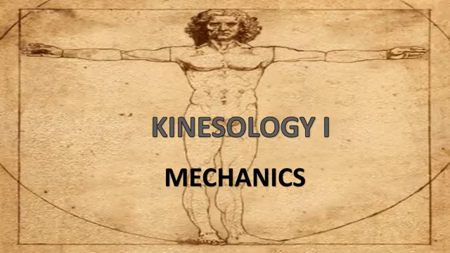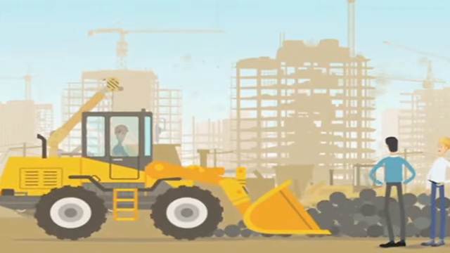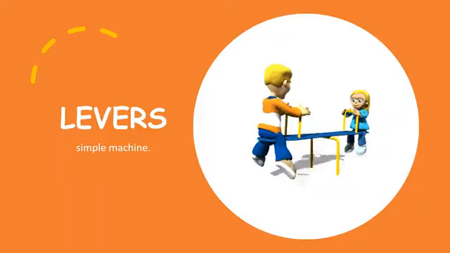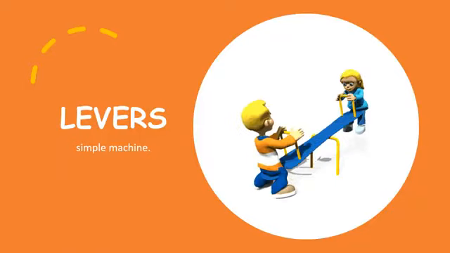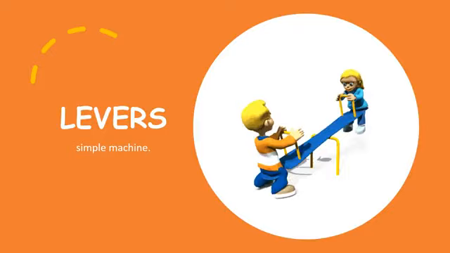Study about the lever in the human body. Our lever is a simple machine in which a rigid bar turns about an axis.